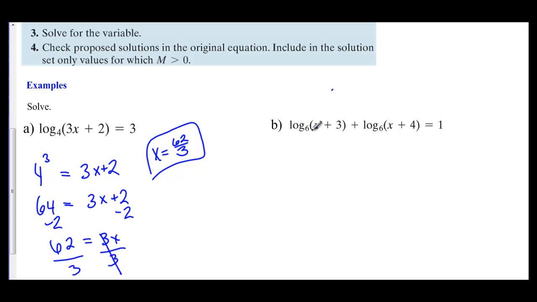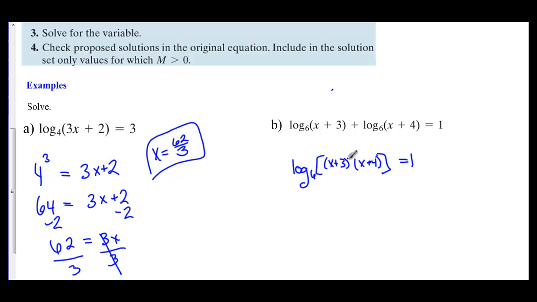So for b, log base 6 of x plus 3 plus log base 6 of x plus 4 equals 1. Now remember, if we use our product rule, whenever we see this plus and we have log base 6 for both of these, that's the same as multiplying. So we can combine this into one log expression: log base 6 of x plus 3 times x plus 4 equals 1. The brackets are here to let you know that it's log base 6 of both of these things.